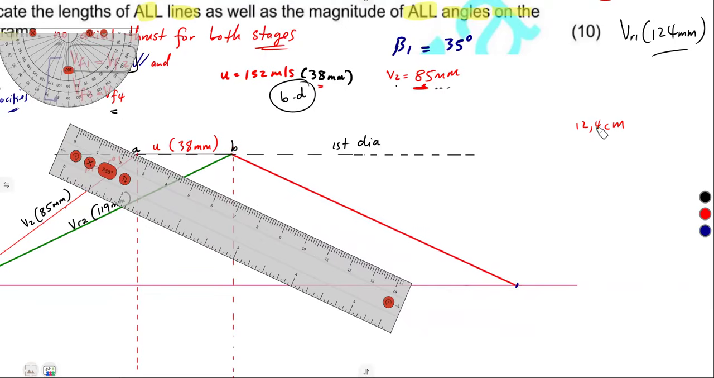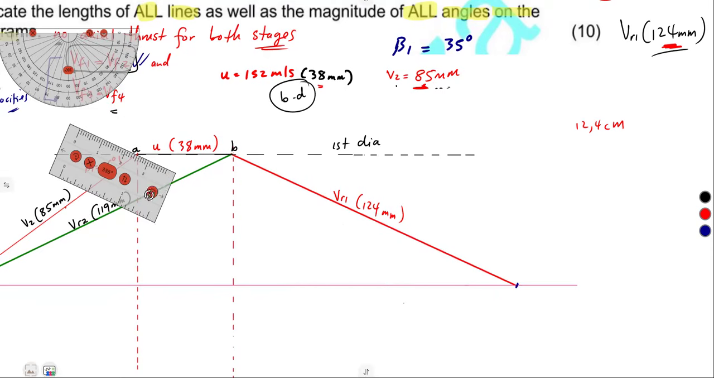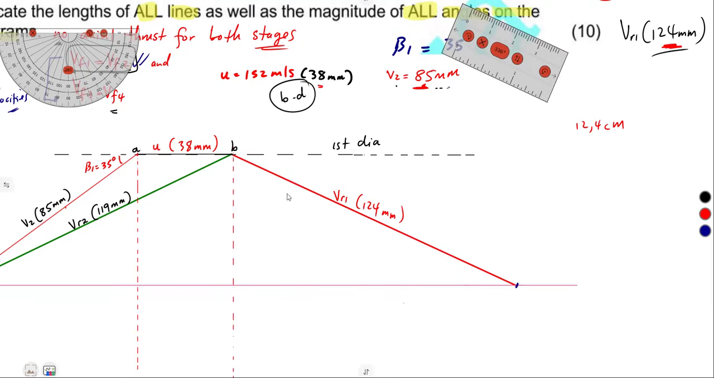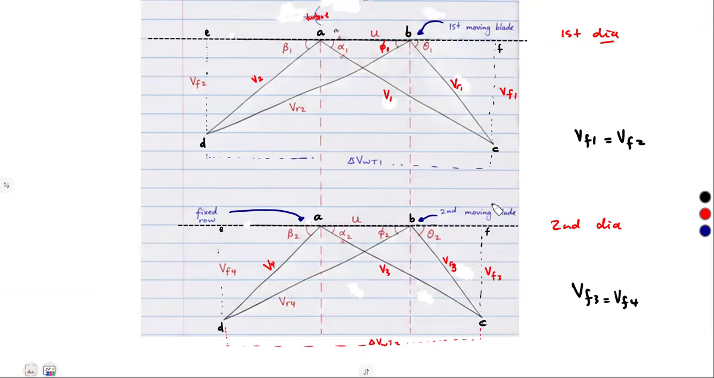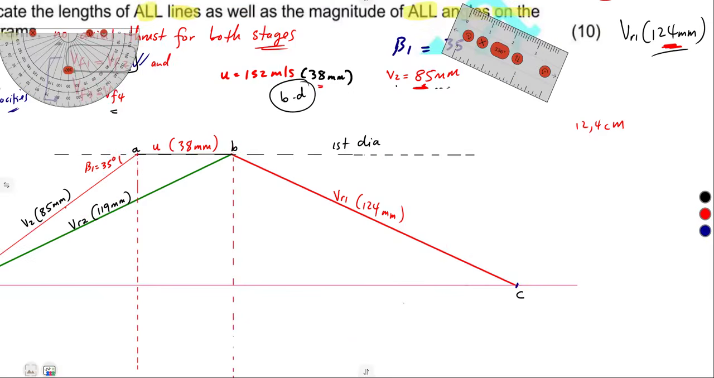All right. So that's our 12.4 centimeters or 124 millimeters, representing our VR1. So that's 124 millimeters, which is taken from what? From B to C. So that's our point C here. From B to C, VR1. Just like that. So we are done.